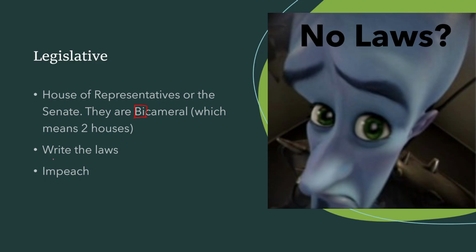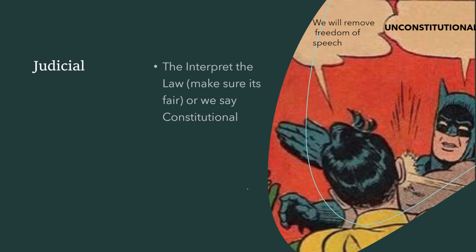For checks and balances, they can impeach the president. That means they can try him for a crime. They're saying, hey man, I saw you steal a Kit Kat from H-E-B, we're going to impeach you for stealing, okay? Checks and balances.